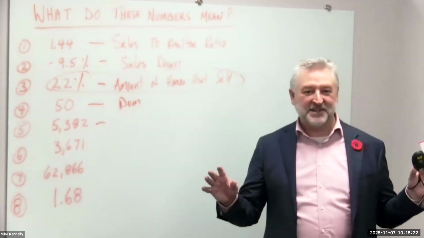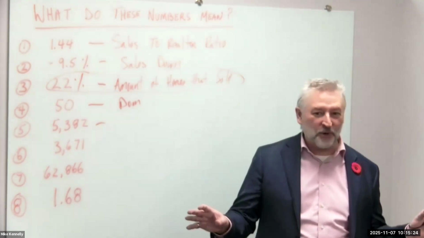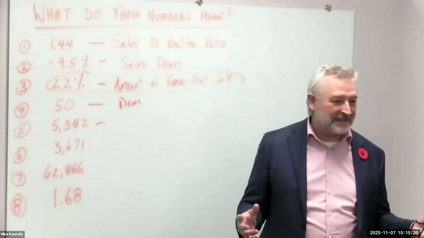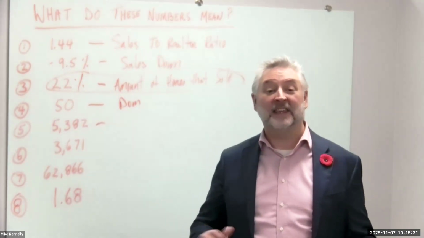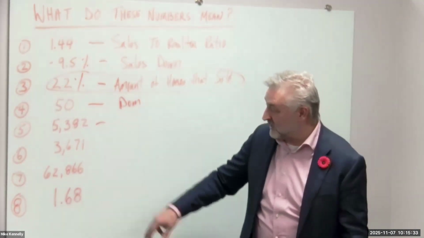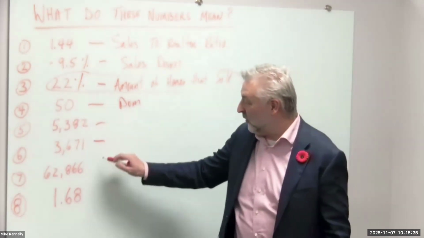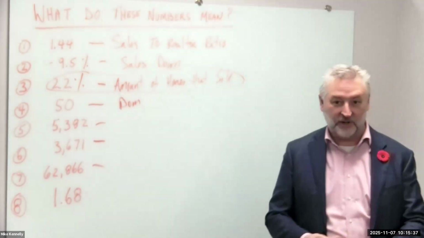5,382. Now, this is not a number that they show you in there. You have to do a little bit of mathing to figure this out, and you have to step outside the box in thinking about what these next three numbers are going to be. So what do we think 5,382 is?